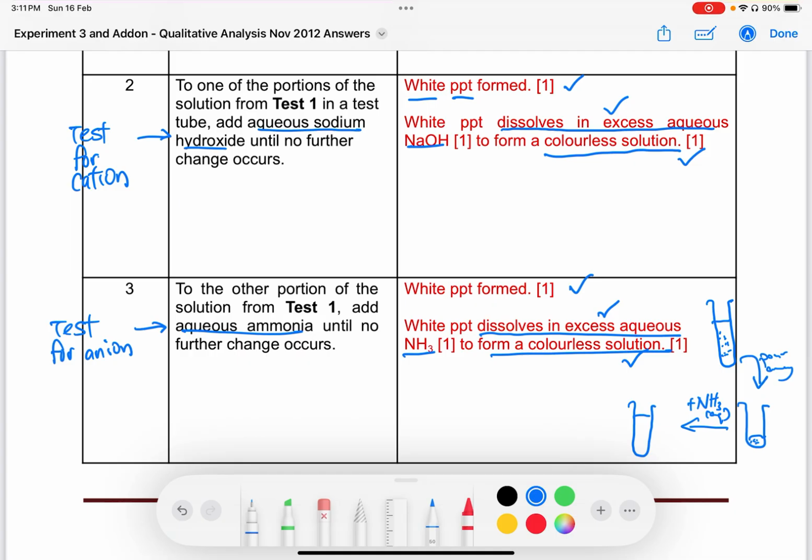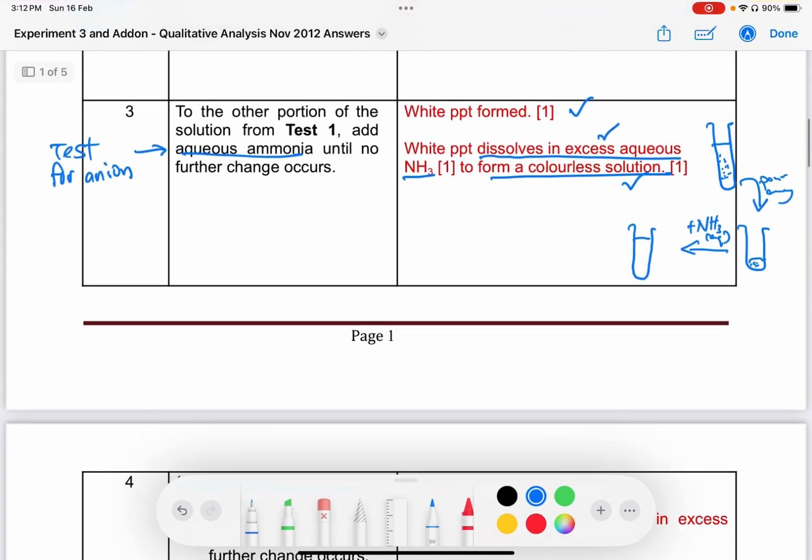So this is one way, if you suspect that it could dissolve in excess, but maybe you didn't add enough aqueous ammonia, or the starting solid is too much, or the starting concentration is too much, then what you can do is pour away some of it. Then after that, you re-add the aqueous ammonia again. So take note of this technique over here.